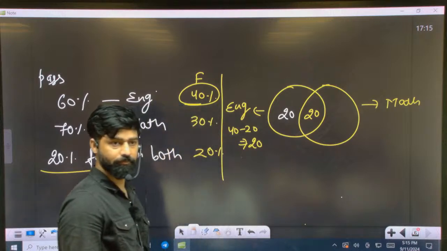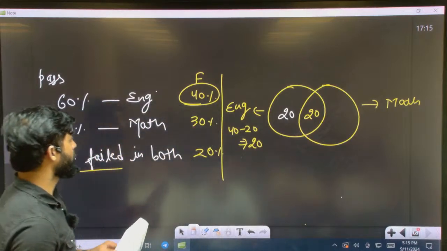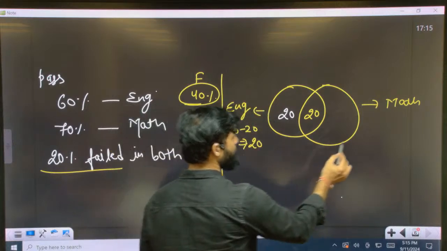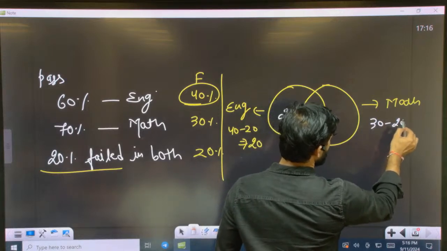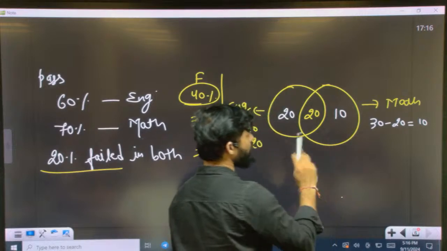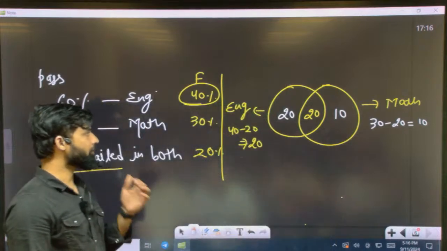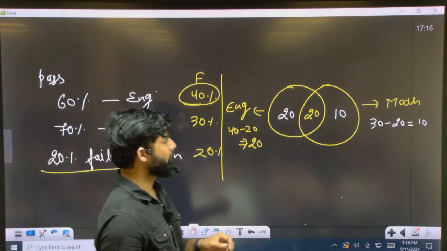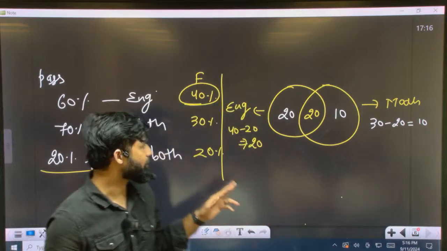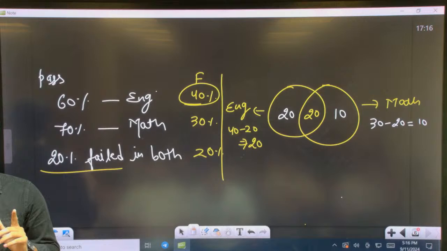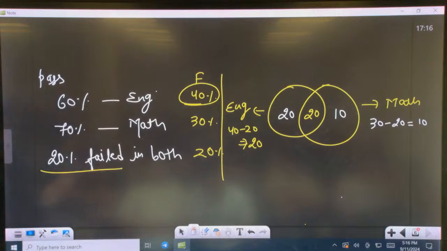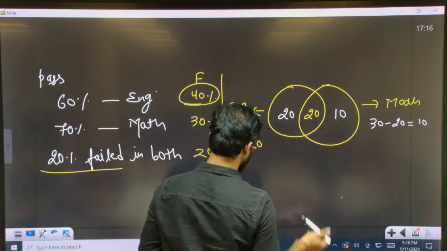Any problem? Let's come to the maths. How many of the students failed? 30. Already 20 are sitting. So what is remaining? 30 minus 20, that is 10. Now count them separately. In English, there must be 40. 20 plus 20 is there, 40. And in mathematics, 20 plus 10, 30, and 30 must be there. And in the common part, 20 must be there. The data has been arranged properly. Any problem? Let's count the percentage now. 20 plus 20 plus 10, that is 50 percentage.